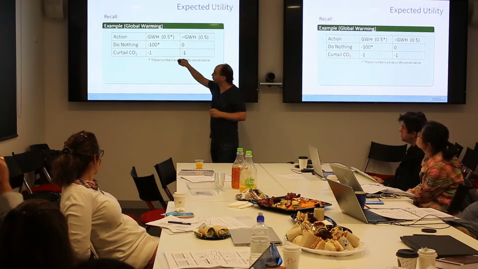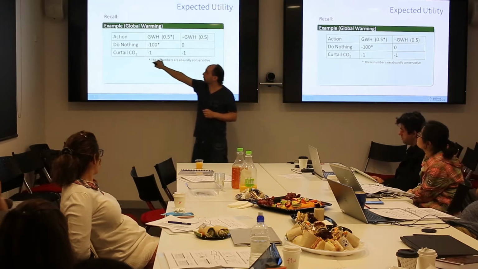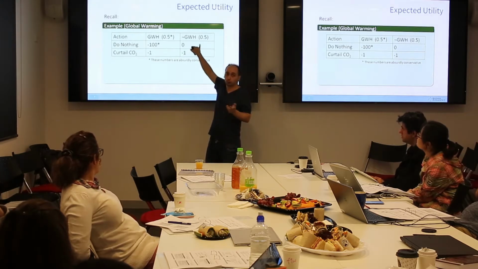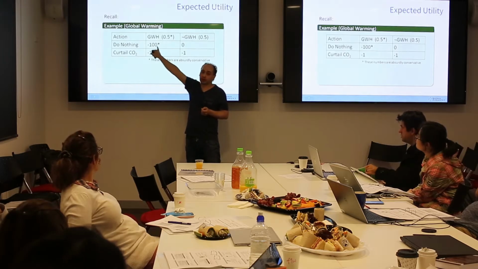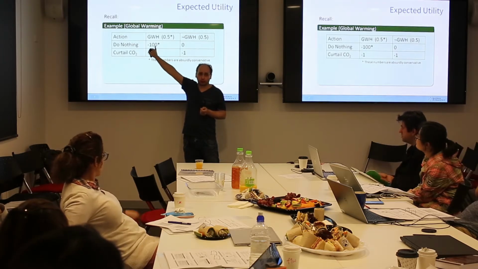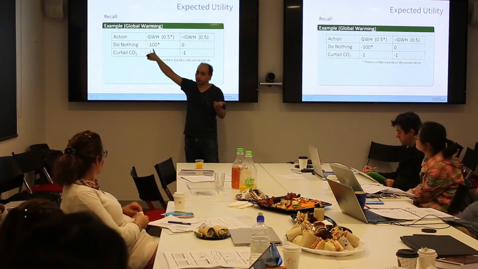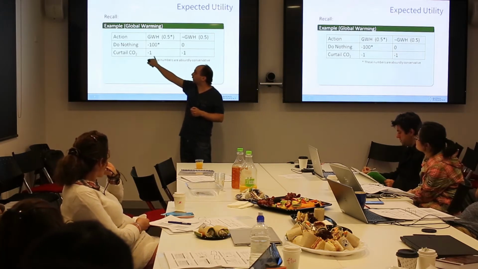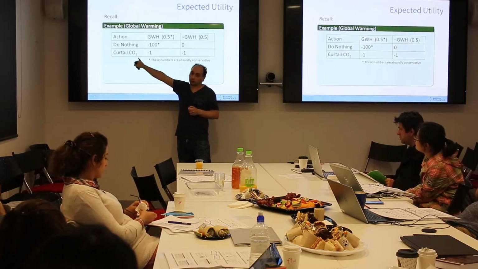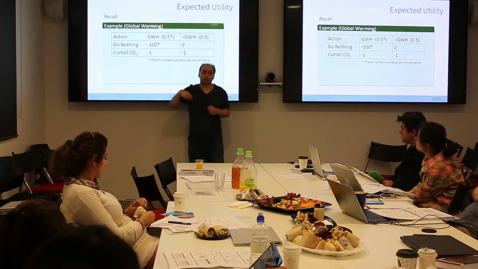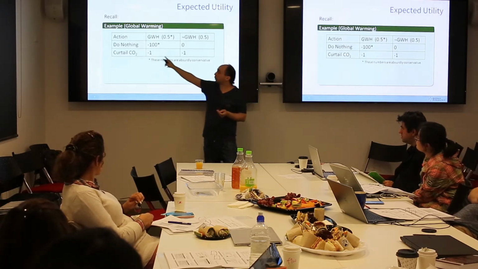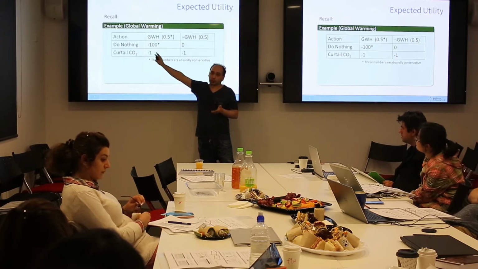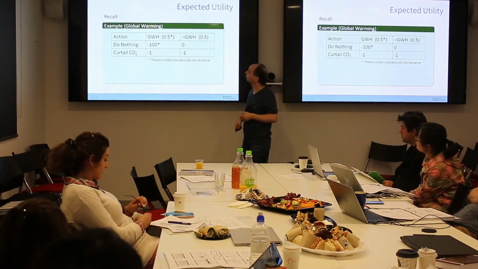Okay, so what we do here in the curtailing carbon dioxide case, we say, all right, if global warming isn't true, there's some cost associated with doing this. We're going to say it's 1/100th the cost of if global warming happens to be true. And we're going to say, well, if we've curtailed carbon dioxide, then global warming won't end up having any negative consequences. So we've avoided all of that, and it's still just 1/100th. Okay?